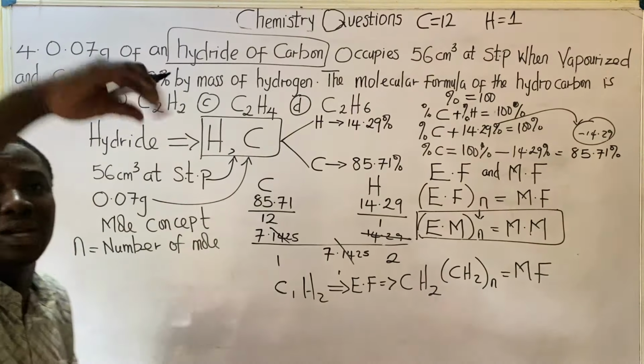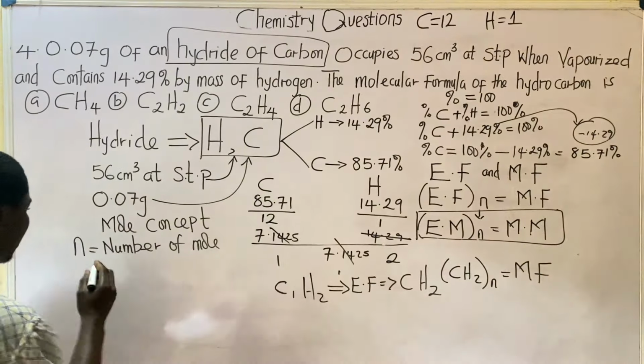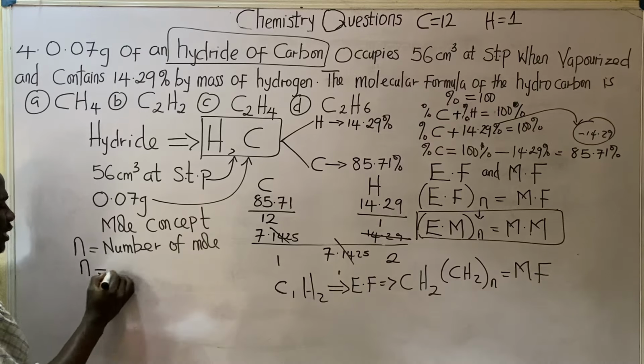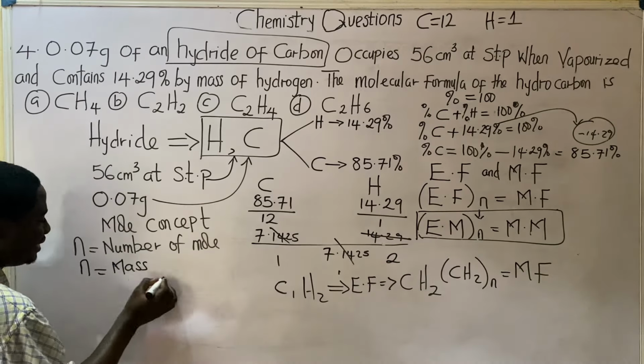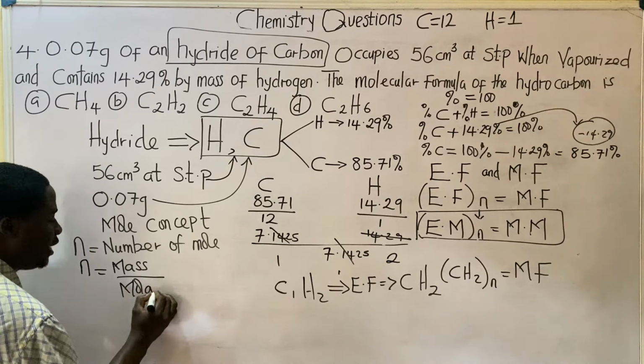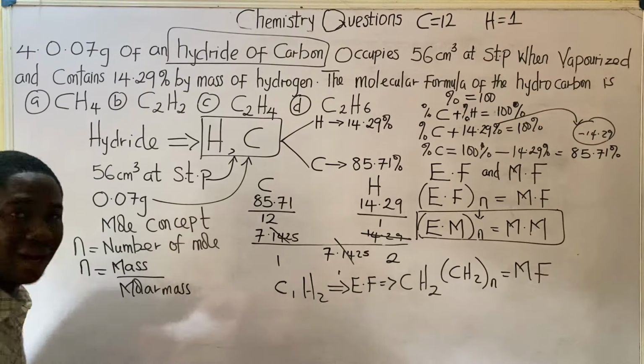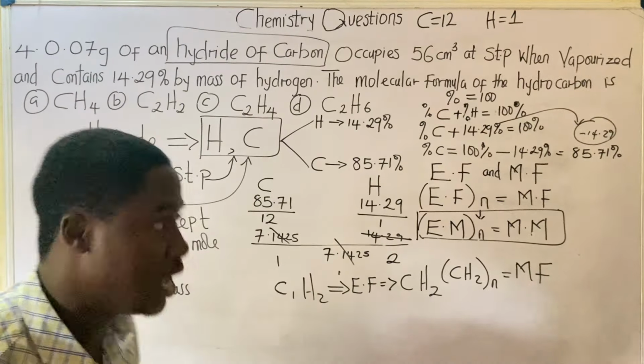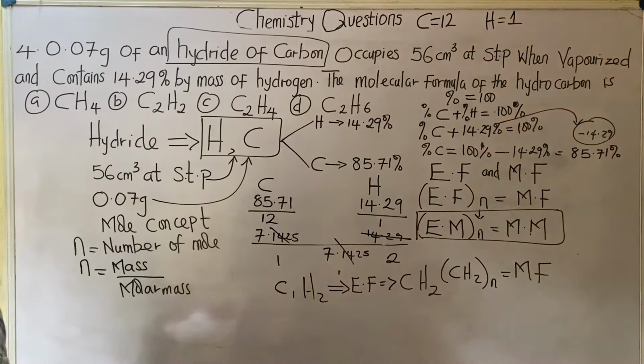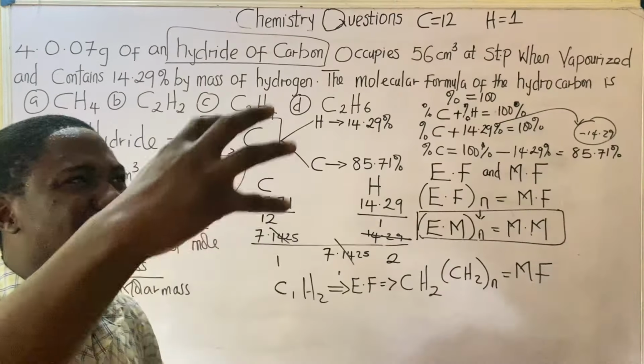Then there is a formula that has molecular mass in it for number of moles. The formula is simply number of moles is equal to mass divided by molar mass. Here is the formula. Are you following me? The question is very easy, it's just about practice. And there is another formula again for number of moles.